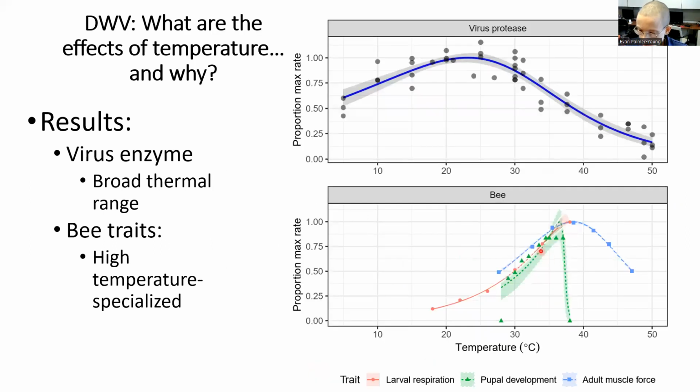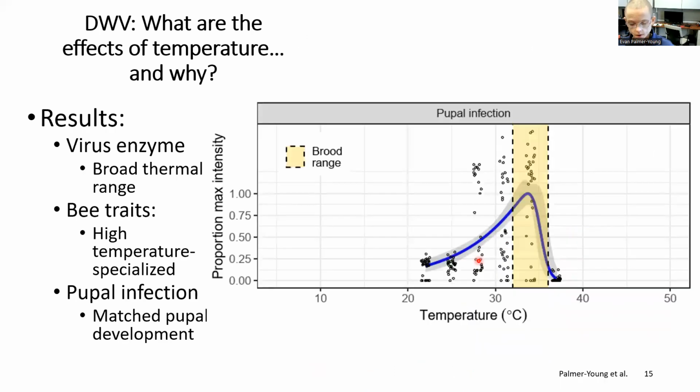This well-defined peak of bee performance at high temperatures was in striking contrast to the virus enzyme's broad peak of activity across a range of relatively moderate temperatures. Again, suggesting that performance of the virus would decline both absolutely and relatively to its host over the typical range in the colony, between 20 and 37 degrees or so.